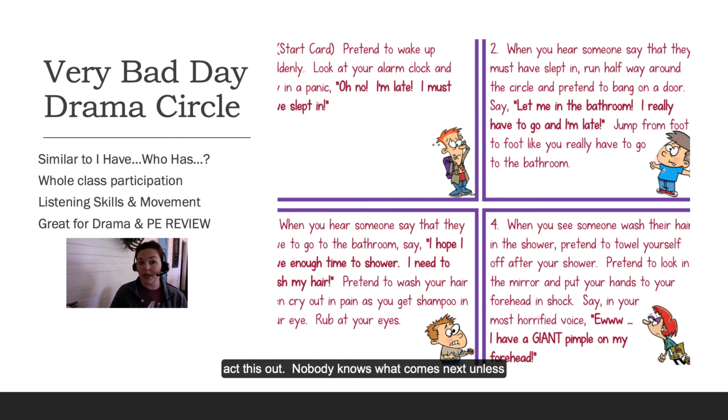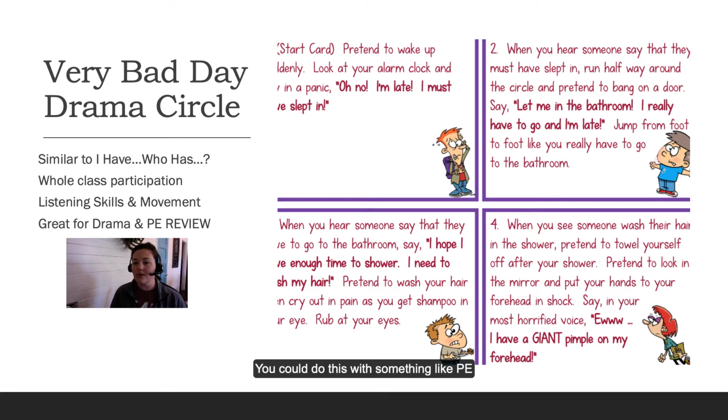Nobody knows what comes next unless they're paying attention. So it says, when you hear someone say that they must have slept in, run halfway around the circle and pretend to bang on a door. Let me in the bathroom, I really have to go. I'm late. Jump from foot to foot like you really have to go to the bathroom. And then when you hear someone say that, and so on and so forth. So it's sequenced just like the I Have, Who Has.